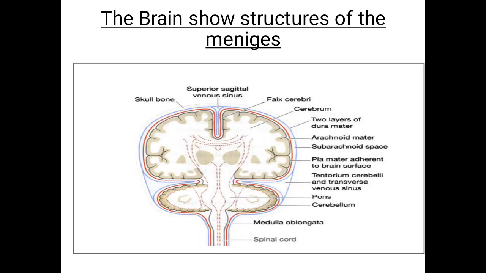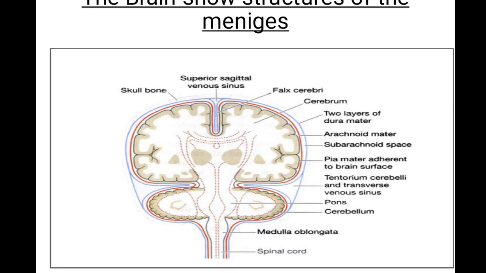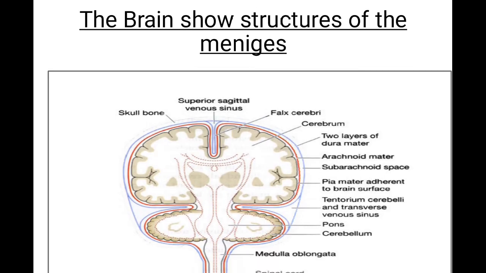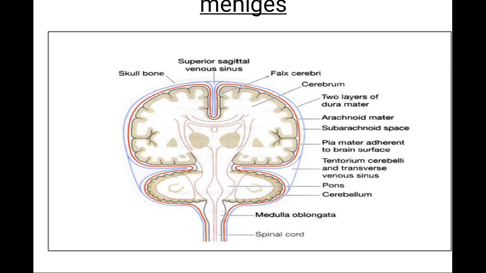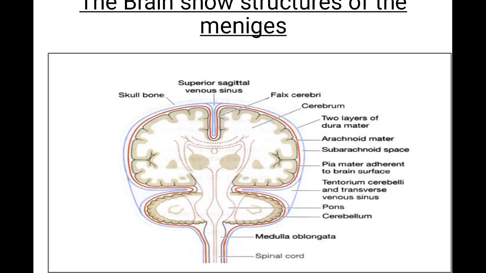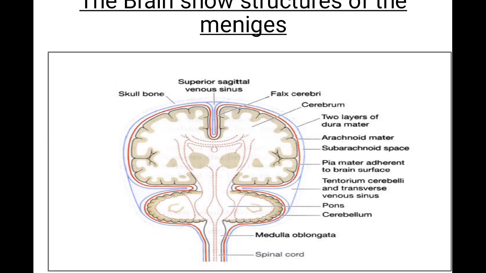Down there we can also see the brain showing structures of the meninges. When we look very closely at this diagram, remember your diagram should have an outlined heading, and your diagram should be in a frame. Those are the GNC principles.